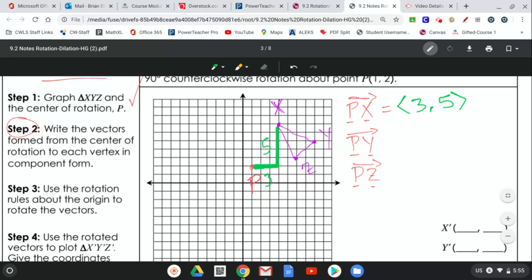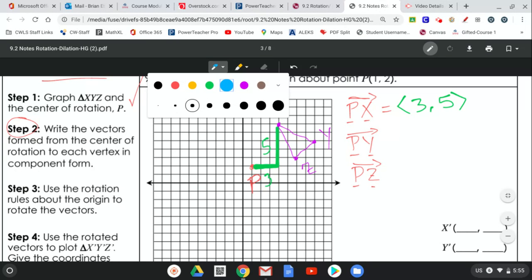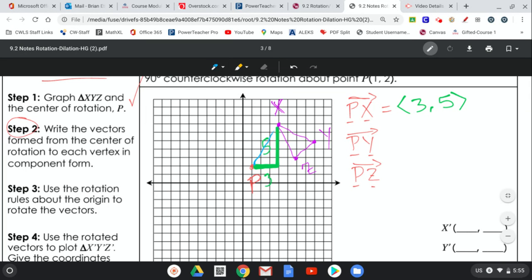Okay, so vector PY, and remember, when you actually draw the vector, like vector PX, it's going to end up looking like this. It's just that blue line. But again, to find that and write it in component form, you have to find the x and y component. So we're going to find vector PY next. To do that, it's that blue line right there.